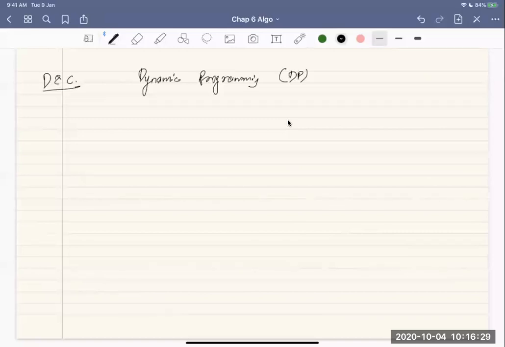So we will be studying 3 paradigms in this course. And the third one we will talk about this week is greedy algorithms. This is for this week. Okay.